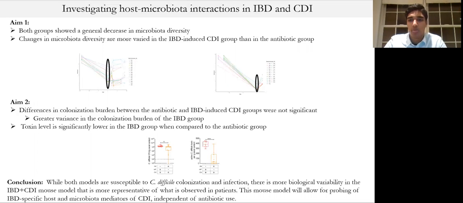In conclusion, I found that both models were susceptible to C. diff infection, which is what we expected, but that there was a greater amount of biological variability in the IBD model. And this is of particular relevance and importance since it's representative of what's actually observed in human patients in hospitals. These findings help confirm our use of the mouse model for asking more questions about IBD-induced CDI outside of antibiotic exposure.